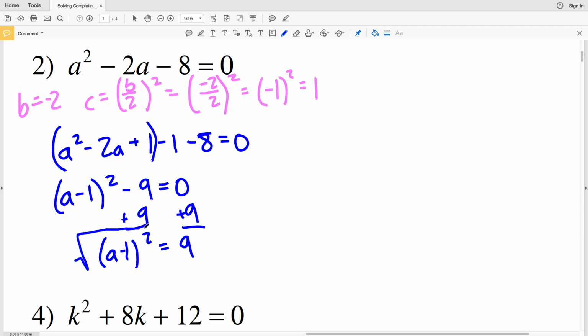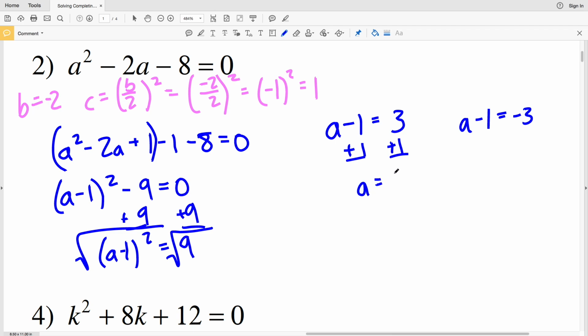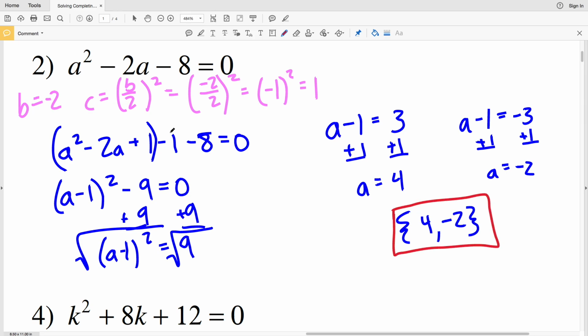Now, my next step, I'm going to be taking the square root of both sides. So I'll get that a minus 1 equals a positive 3, since the square root of 9 is positive 3, and I'll also get that a minus 1 equals negative 3, since negative 3 squared will also give us a positive 9. So I'll add 1 to both sides in my first equation to get that a equals positive 4. And then I'll add 1 to both sides in my second equation to get that a is equal to a negative 2. So my solutions in number 2 are 4 and negative 2. So by adding c to both sides, essentially we're adding 0 to the equation.